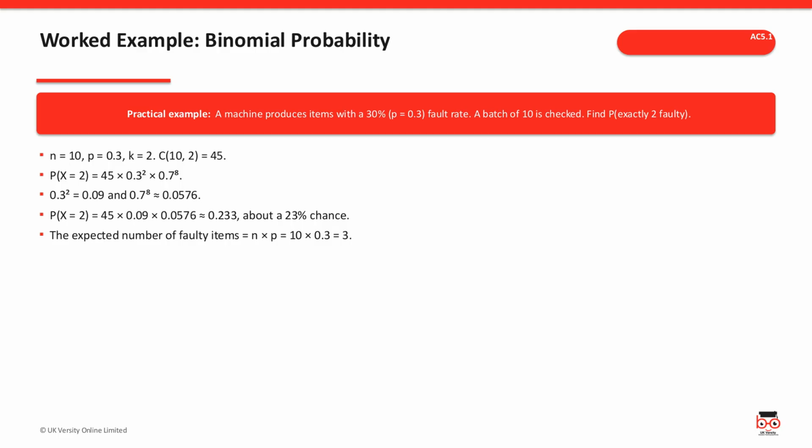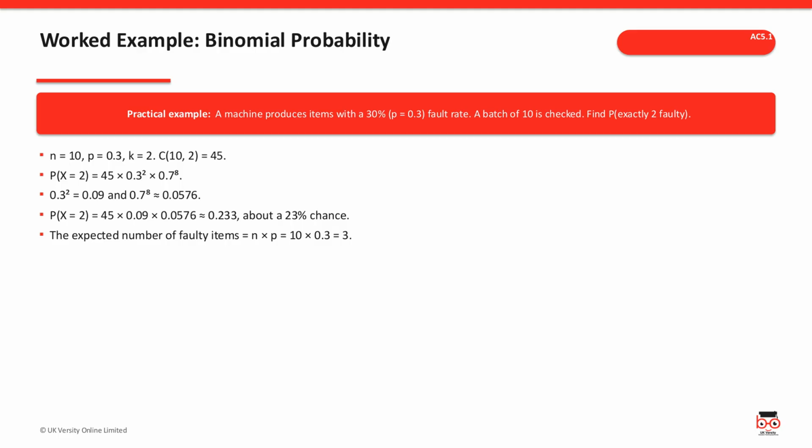Let's use it. A machine produces items with a 30% fault rate, so p is 0.3, and we check a batch of 10. What's the probability of exactly 2 faulty? Here n is 10, p is 0.3, and k is 2.